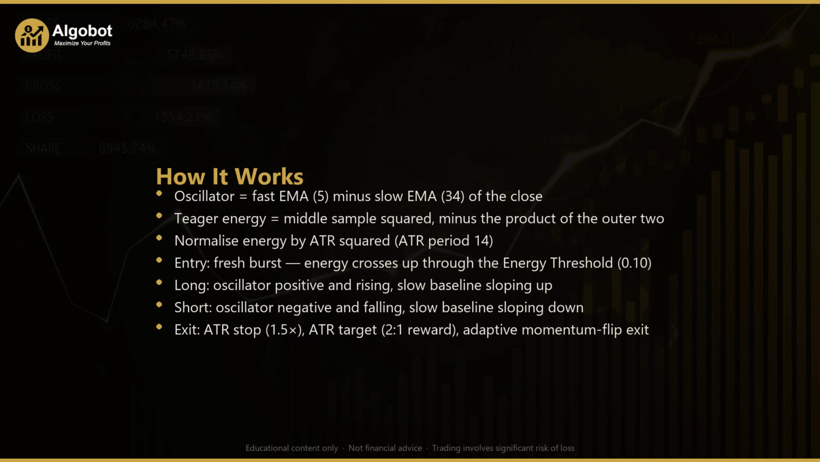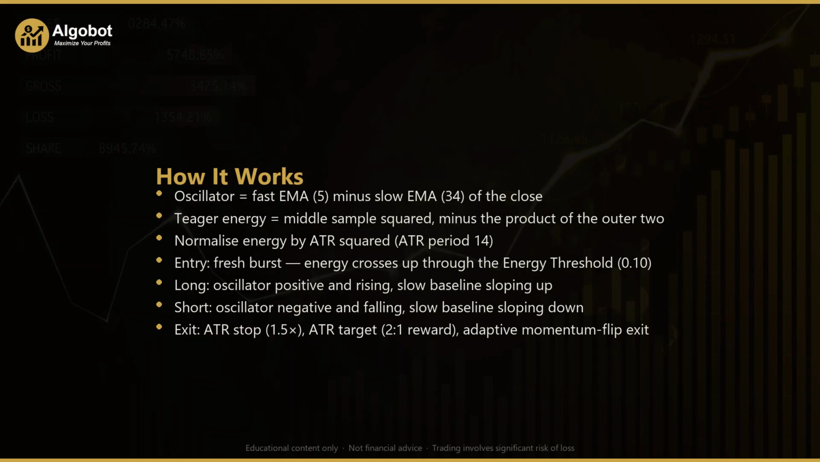To make one setting work across symbols and time frames, the energy is normalized by the average true range squared, using an ATR period of 14. The result is a clean, comparable energy reading. Now the entry. The strategy watches for a fresh burst, meaning the normalized energy crosses up through the energy threshold, which defaults to 0.10. It was at or below the threshold last bar, and above it this bar. This way, the strategy signals once at the moment of ignition, rather than on every bar the move continues.